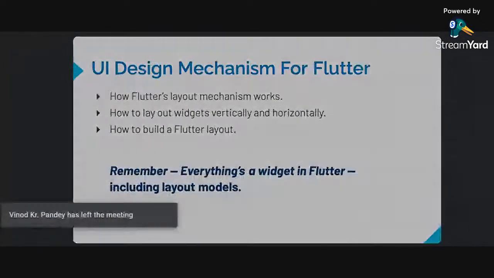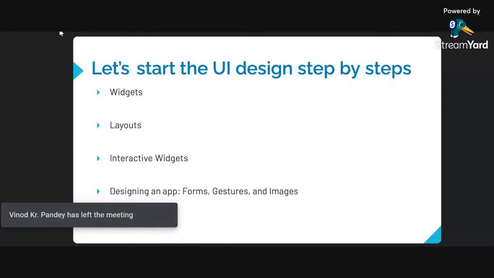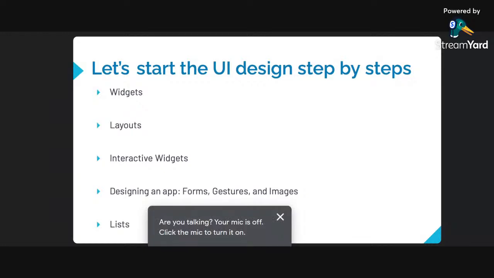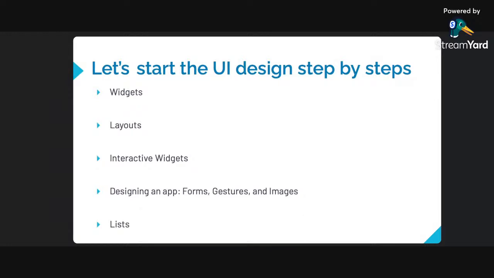So let's start with UI designing step by step. First of all, we have to know the widgets part: what widgets are, how we can build them, and how many interactive widgets are available to design the app. Also, we will cover how we can design the UI with user interaction, gestures, images, and so on. And if we have multiple data items in the UI, like listing a bunch of data, how we can represent that data in the UI.